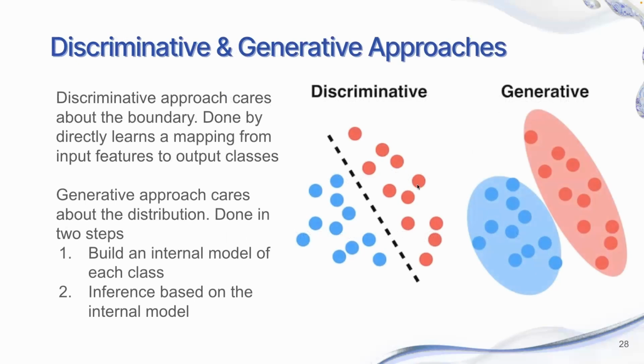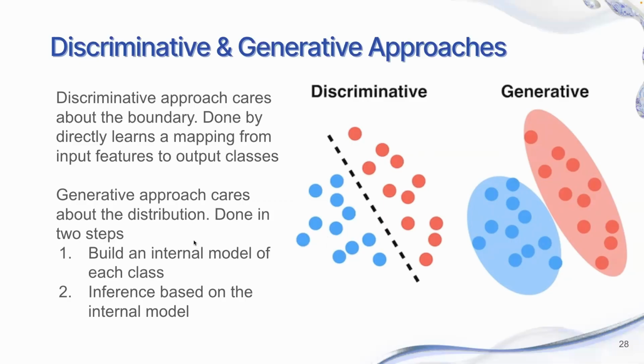Here you have two sets of data, blue and red. For the discriminative approach, you just care about the line, the boundary, where the data is being separated. This middle line is all you care about, and you can distinguish which class a point belongs to just by seeing where it is. If it's to the bottom left of the line, it's probably blue, and if it's to the top right, it's probably red. But the model has no idea what those dots actually look like.